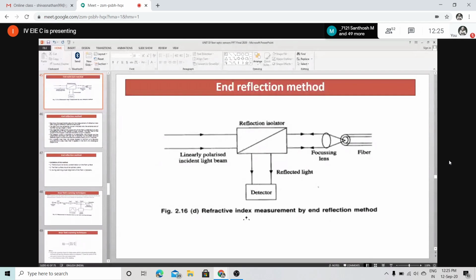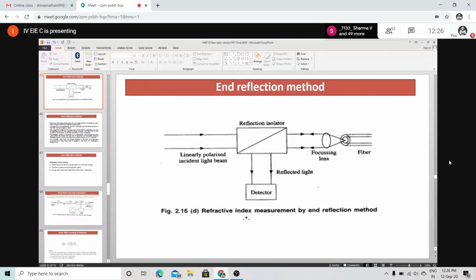In the diagram, you can see a linearly polarized incident light beam is going to enter. A reflection isolator is present at the center, and it is going to focus through the lens, and the light energy is going to enter into the fiber. The key point is creating an end reflection. So we are going to have the other end of the fiber completely reflective. After reflection, the same light energy is going to be focused into my reflection isolator. Clear? Yes. So the reflected light and the gathered light will be compared to determine the refractive index. This is how it is going to work.